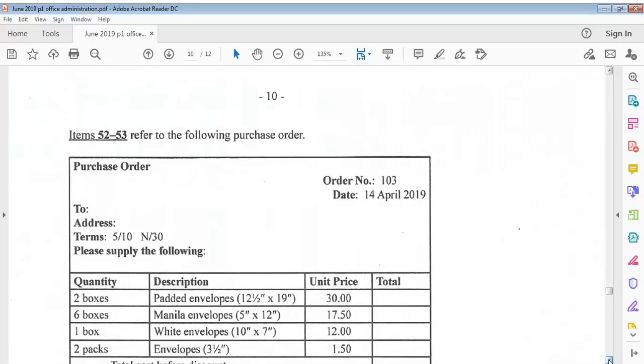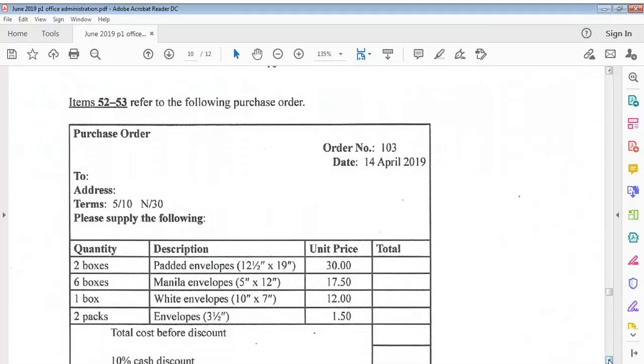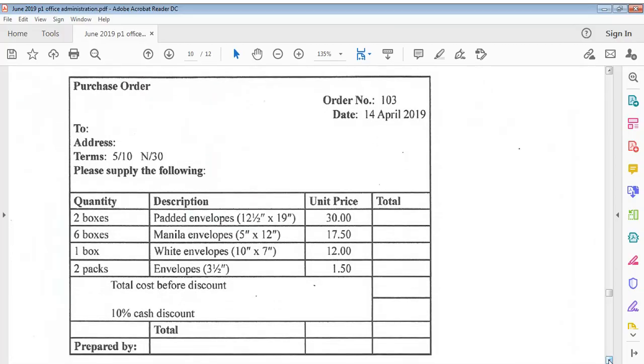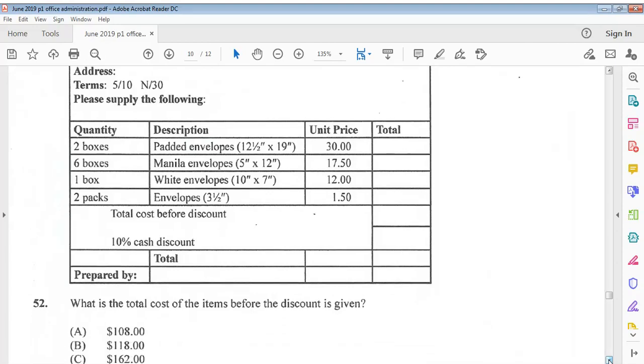Okay, let's move on to question number 52 to 53. We have a purchase order. Most important, we're looking at the key details: 2 boxes of padded envelopes at $30, 6 boxes of manila envelopes at $17.50 each, 1 box of white envelopes at $12, and 2 packs of envelopes at $1.50. And we get the size of it, right? It says, what is the total cost of items before the discount is given?